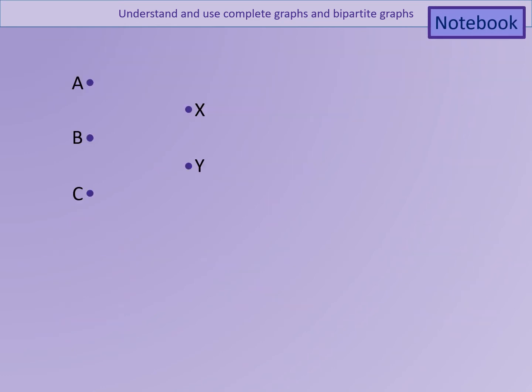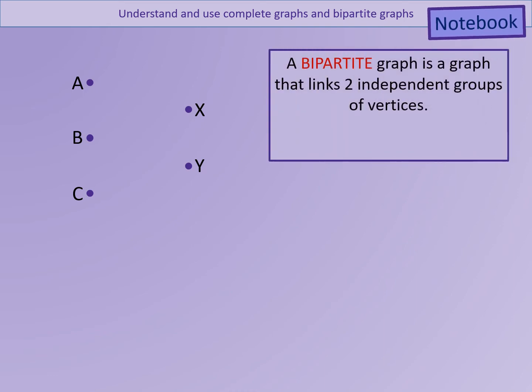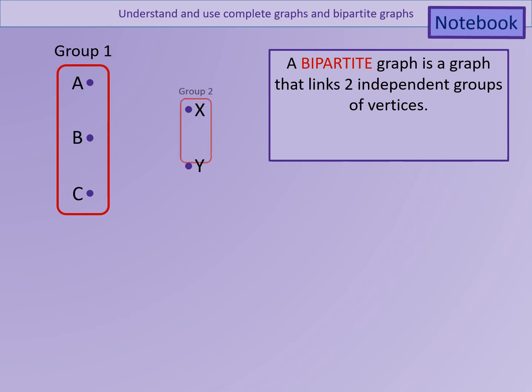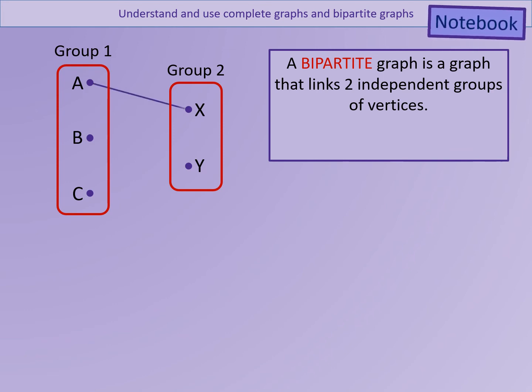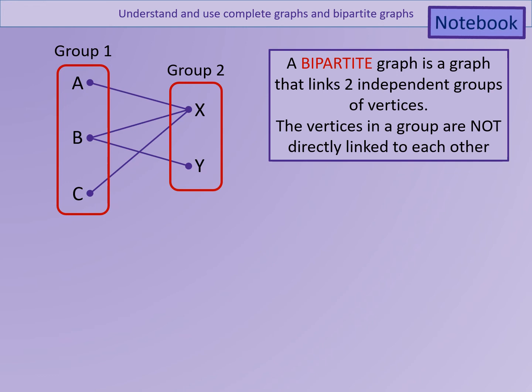The next definition is for a bipartite graph. Bipartite graphs link 2 independent groups of vertices. In this example, we've got group 1 containing vertices A, B and C, and group 2 containing vertices X and Y. Edges can only join vertices from group 1 to group 2, as shown. Edges cannot join 2 vertices within the same group. A use for bipartite graphs might be in a matching problem where group 1 would represent people, group 2 would represent jobs that needed to be allocated.